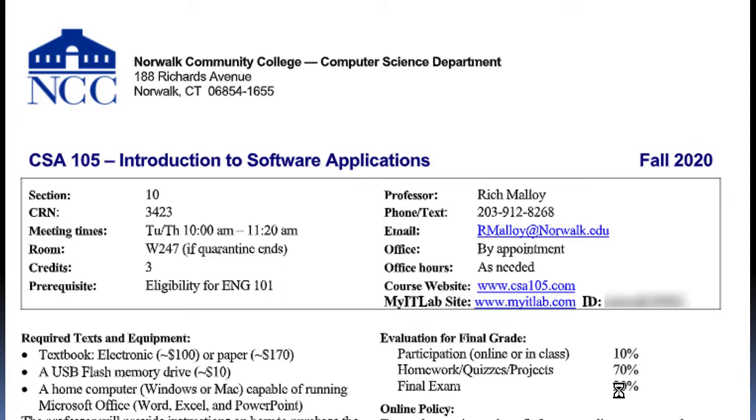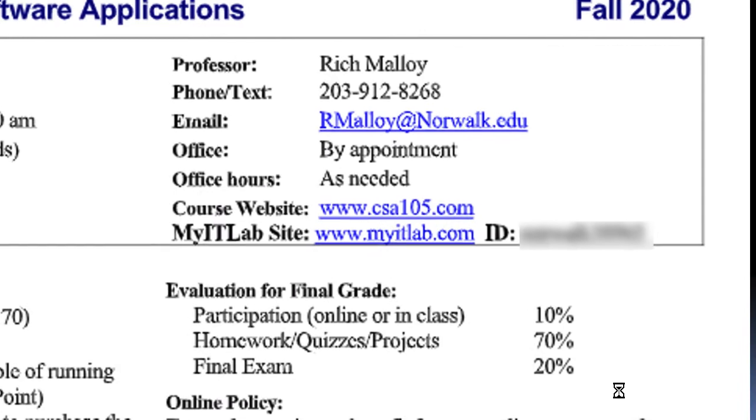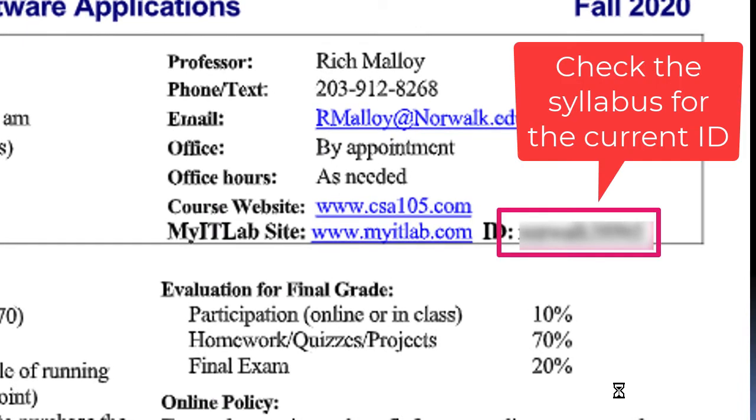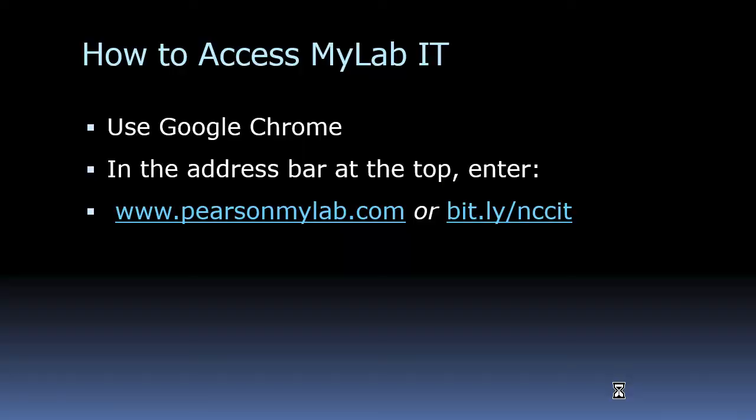Now if we go to the syllabus, another way to find out what your course ID is from MyLab IT is to just go to the syllabus, and right on the syllabus there is the code there. It's not a link, it's just the code. So just copy it. Just double click it to select it, then copy it, and you can paste it into the place I'll show you in just a little bit.